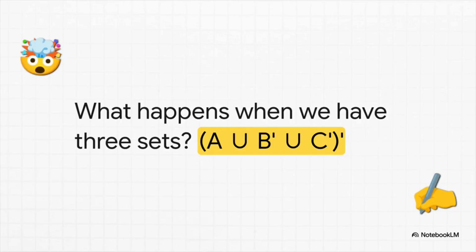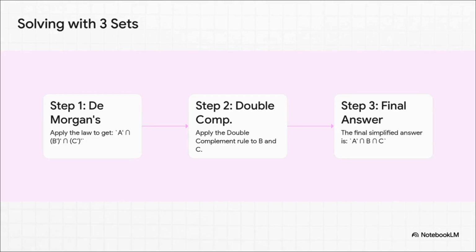Awesome. Let's level up just a little bit. What happens if we have three sets inside? Don't worry, the principle is exactly the same. We do the exact same thing. The outer complement gets distributed to A, B prime, and C prime. And you guessed it, both of those union symbols flip to intersections. That leaves us with A prime intersected with B double prime, intersected with C double prime. And look at that. We get to use our double complement rule not once, but twice.